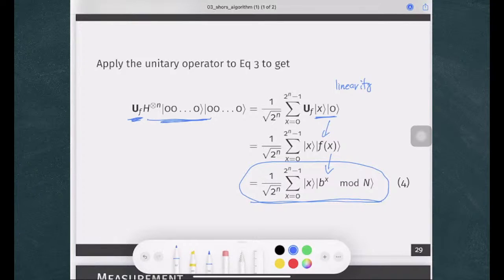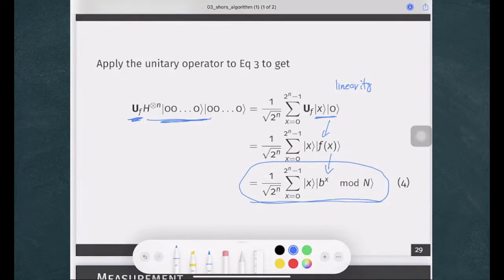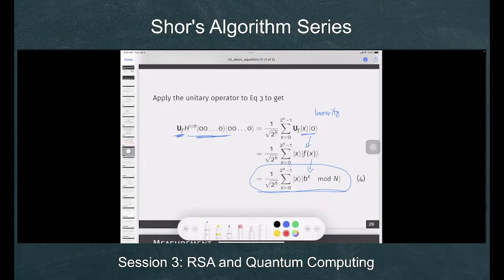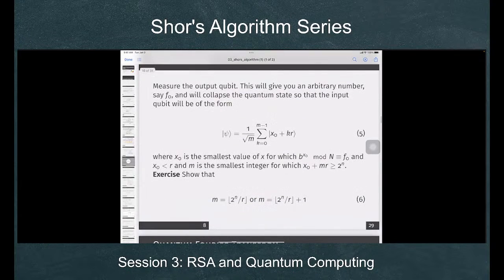But that is not actually what Shor's algorithm does, because when you measure, imagine you now have two registers. Not imagine, but you have to realize that you have two registers. This is the first register, and this is the second register. The next thing you will do is measure the output register. What happens if you measure the output register? It will collapse into one of the numbers.